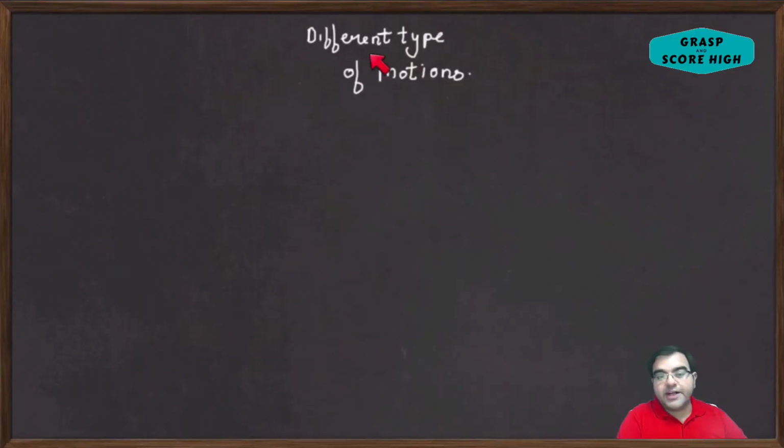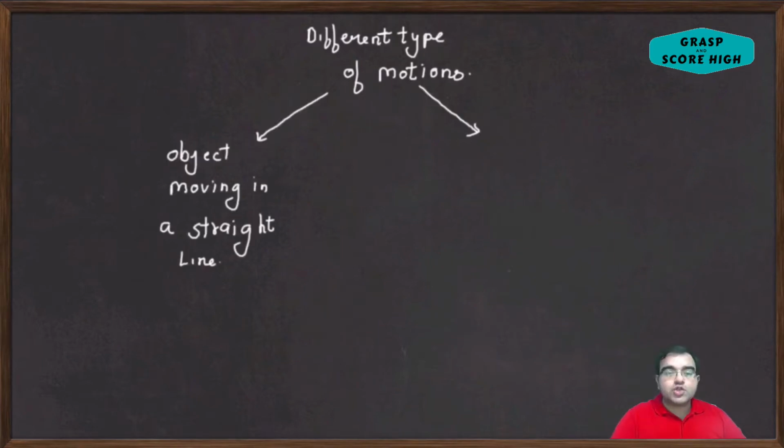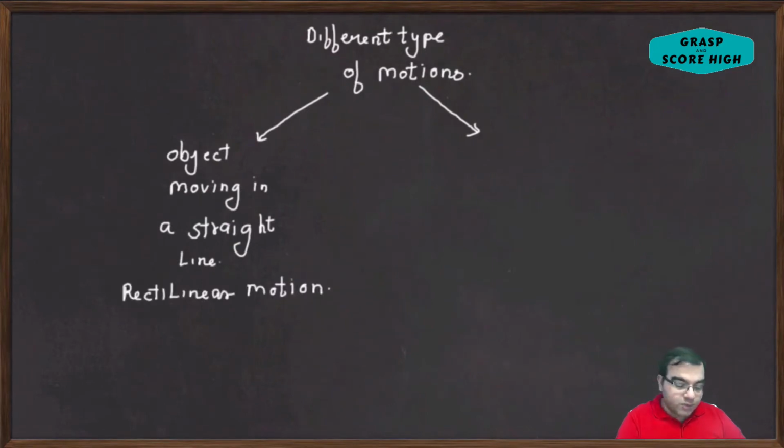Hi, in this video, we will look at different types of motion. This is going to be the first video of a chapter called circular motion. This is the first chapter of your standard 12th physics textbook. Whenever you have an object which is moving in a straight line, such a motion is called a rectilinear motion.